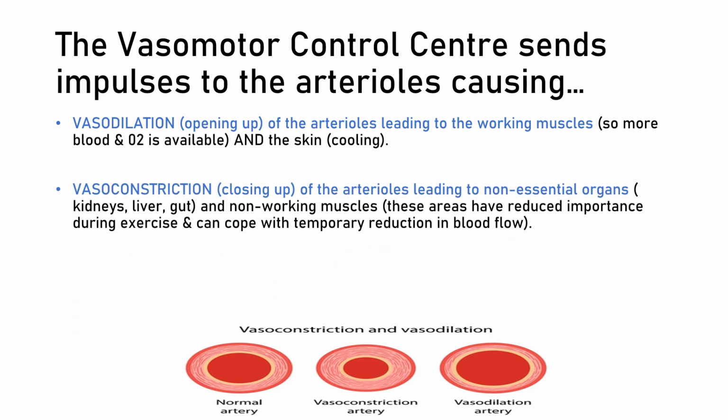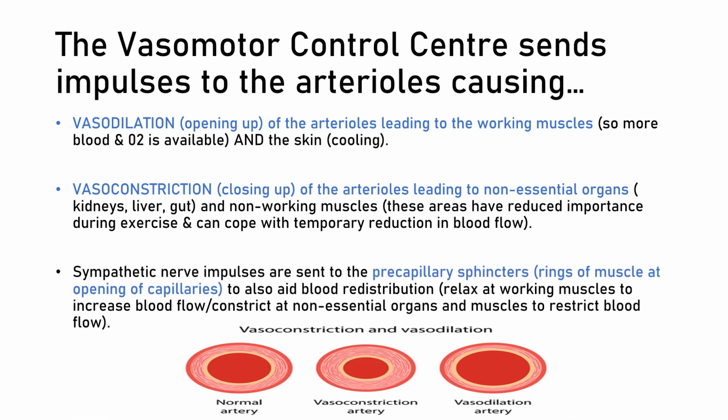In the areas where we consider them to be non-essential organs, we don't really need them during exercise, we'll have vasoconstriction. So the medulla, the vasomotor control center, will send a message to the muscles in the walls of the arterioles to contract and close up. This will restrict blood flow to those areas. The final thing is that the sympathetic nerve impulses will also send impulses to the precapillary sphincters. These are rings of muscle at the opening of the capillaries.